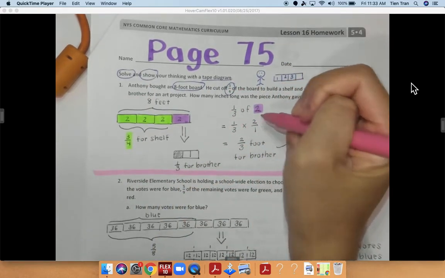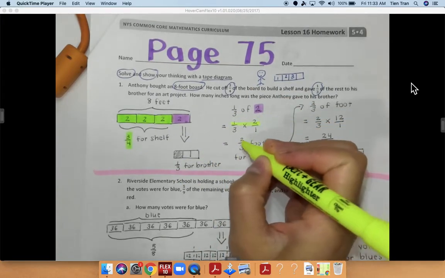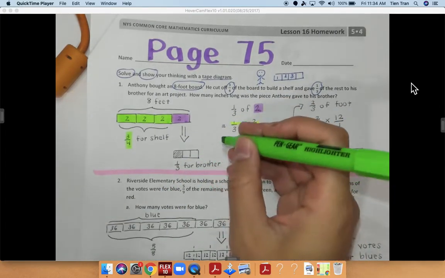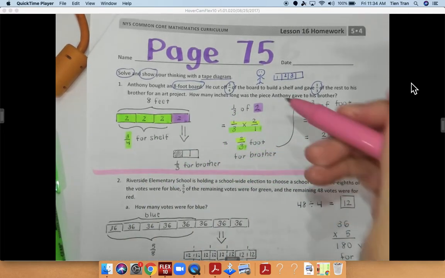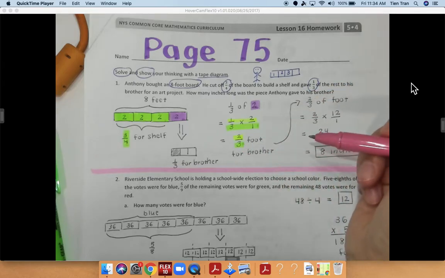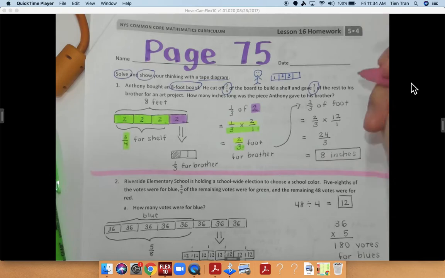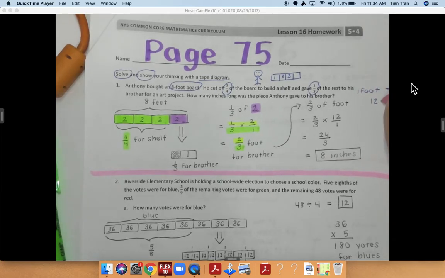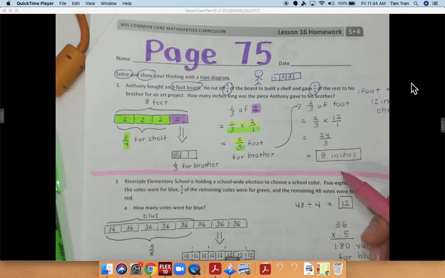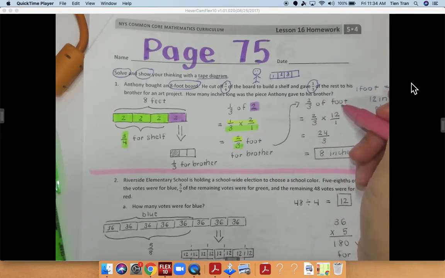So 1 times 2 is equal to 2, and 3 times 1 is equal to 3. That means the answer is 2/3 of a foot that he's going to give to his brother. Now, 1 foot is equal to 12 inches, so I need to make sure that I convert that into inches. So I'm going to multiply 2/3 of 1 foot.